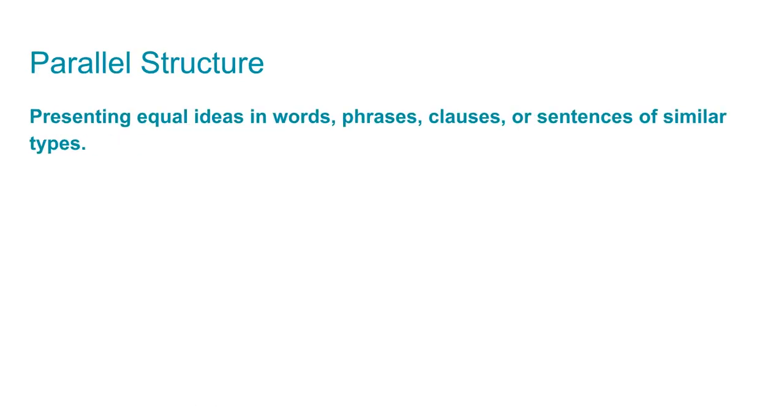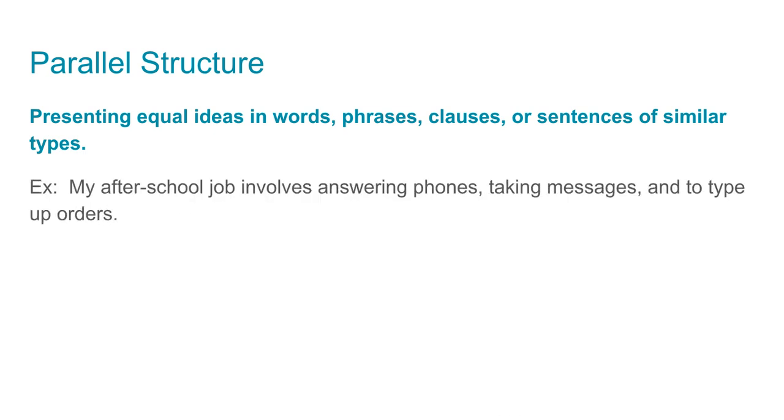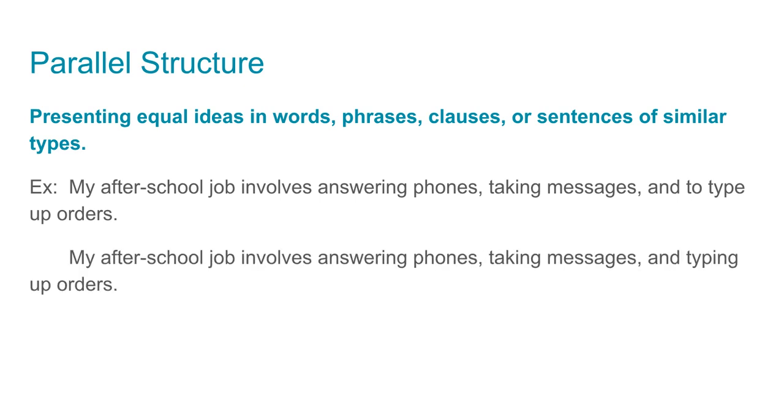This equal presentation of words, phrases, clauses, or sentences of similar types is called parallel structure. It is what shows us that equal ideas are equal just by the way the sentence is arranged. So, going back to this previous example, the first sentence does not use parallel structure because it changes that verb from the progressive ing to the base form to type, whereas the second sentence keeps all of them as taking messages, typing orders, answering phones. We want to use the similar presentation.